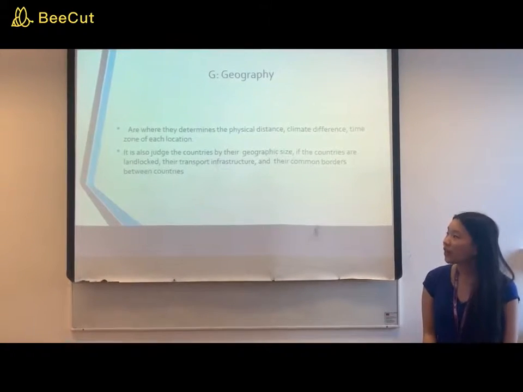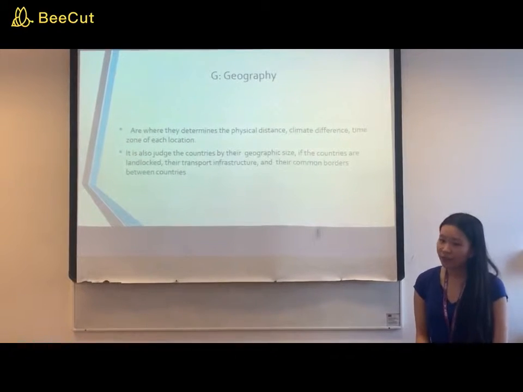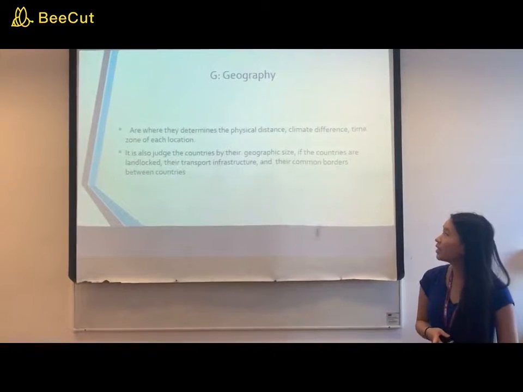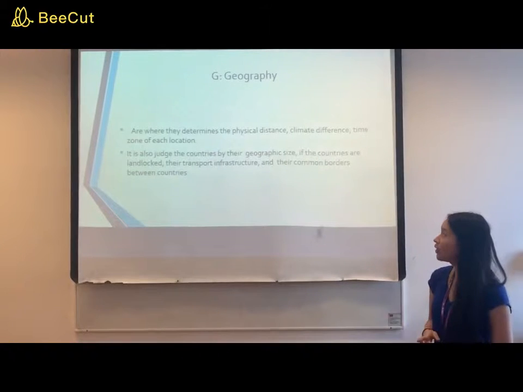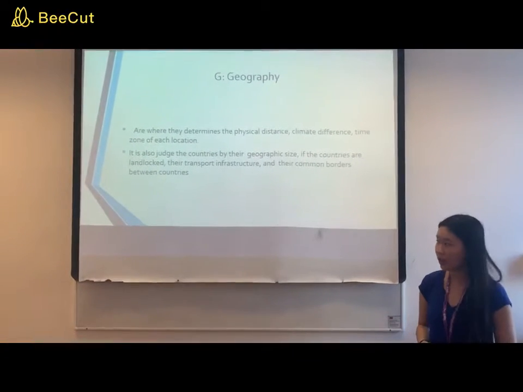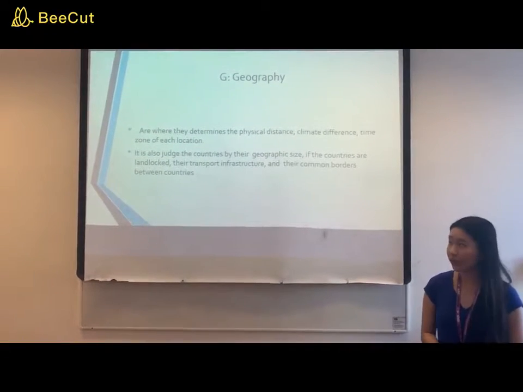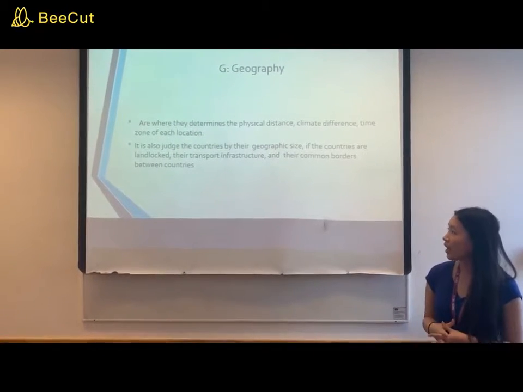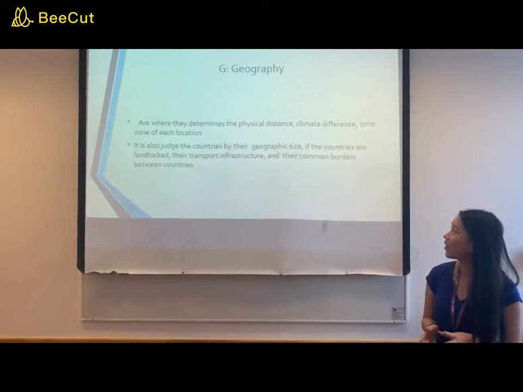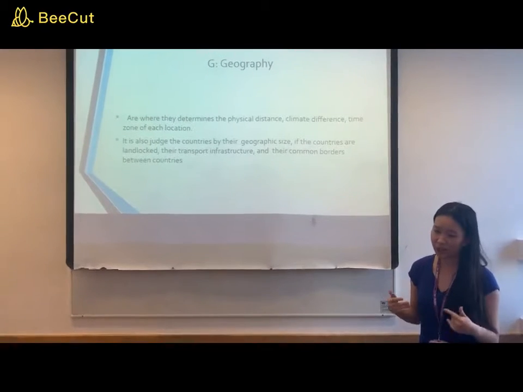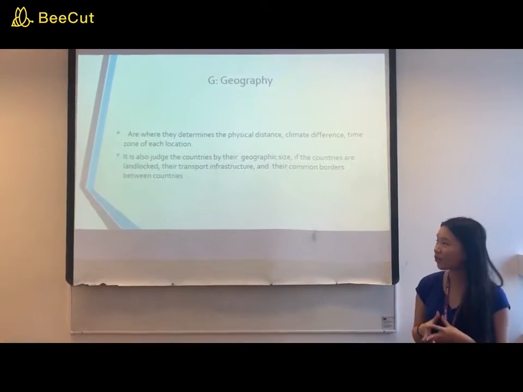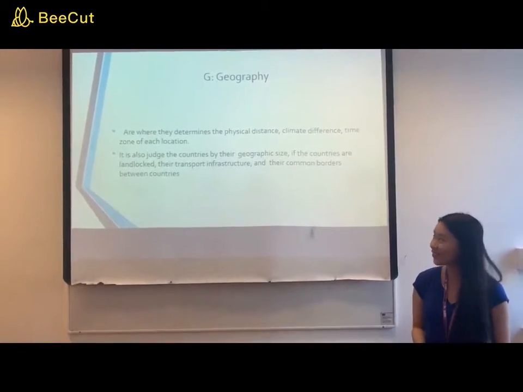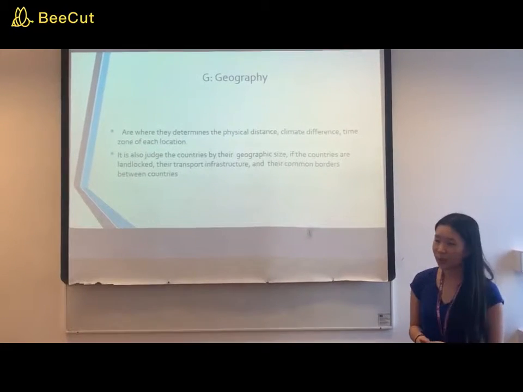G is geography. It determines the physical distance, climate differences, and the different time zones in each location. They also judge the difference of their geographic size and also whether the economy is landlocked, their transportation infrastructures, and also their common border between countries.